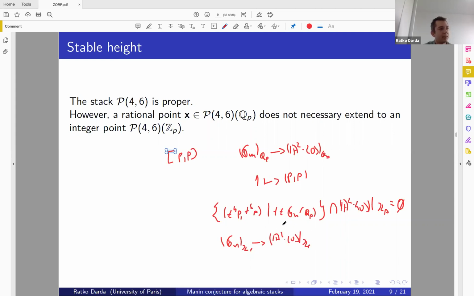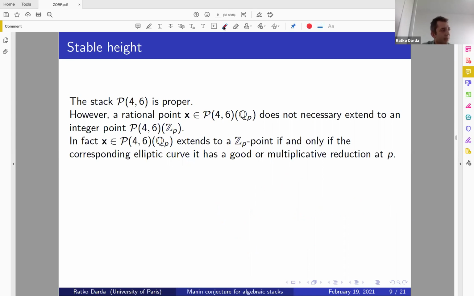Like it cannot be extended, the corresponding morphism cannot be extended to a morphism of GM ZP to A squared minus 0. In fact, one can see that a rational point of this stack extends to a ZP point if and only if the corresponding elliptic curve has semi-stable reduction at P. It extends to a ZP point if and only if the reduction at P is semi-stable.